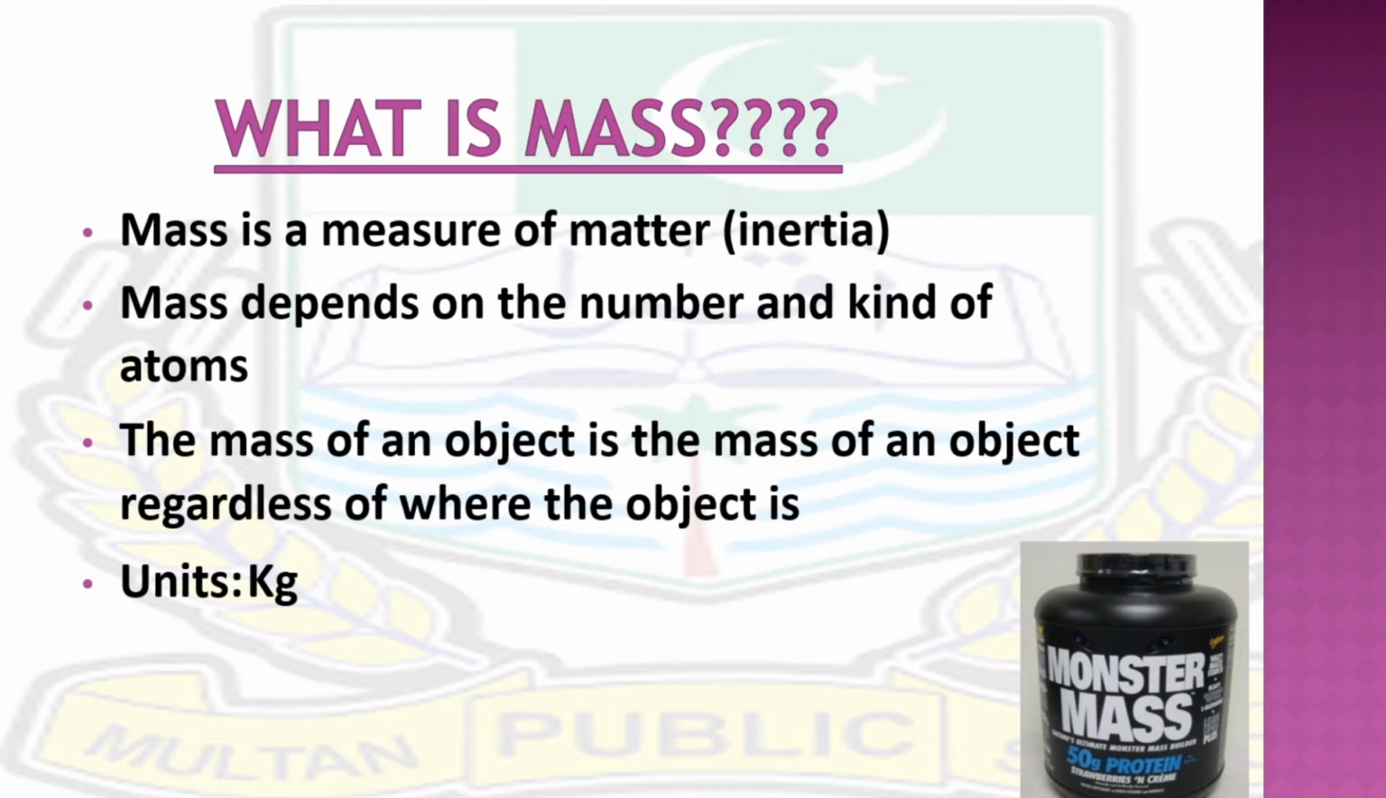So mass depends on the number and kind of atoms, and the mass of an object is the mass of an object regardless of whether or where the object is. The unit of mass is kg.